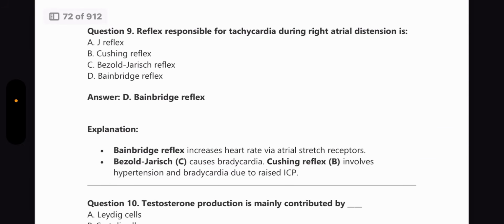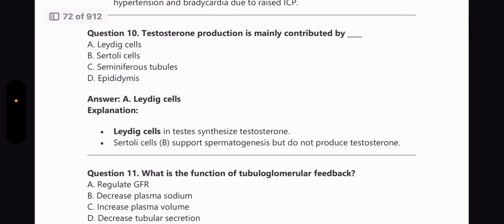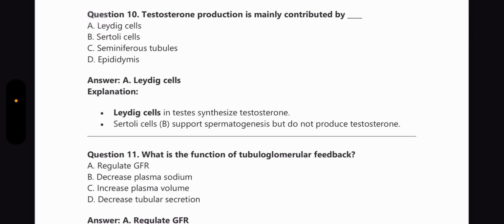Next, reflex responsible for tachycardia during right atrial distension is Bainbridge reflex. All these reflexes again are very important. J reflex, Cushing's, Bezold-Jarisch, Bainbridge, all these, please read more about them. They're very, very important. Next, testosterone production is mainly contributed by answer Leydig cells.